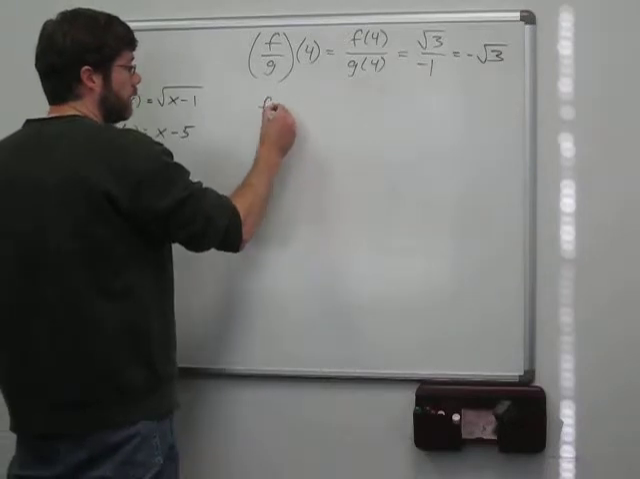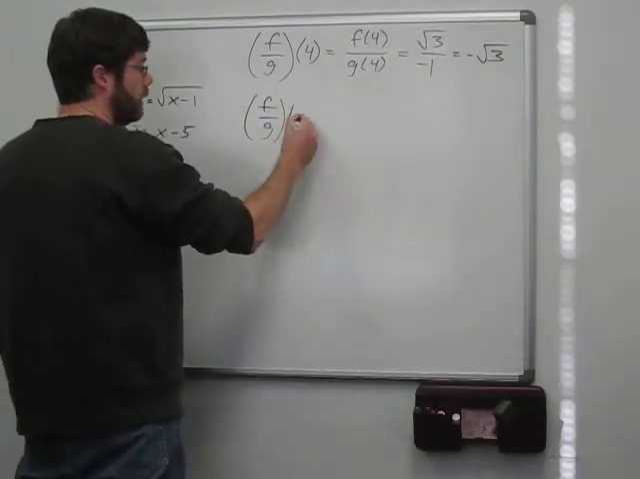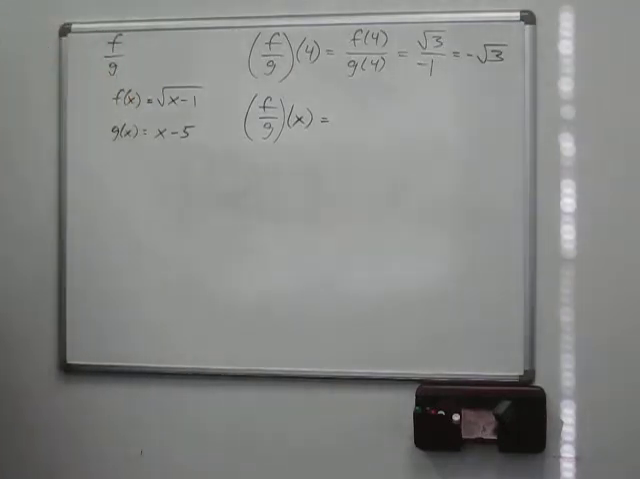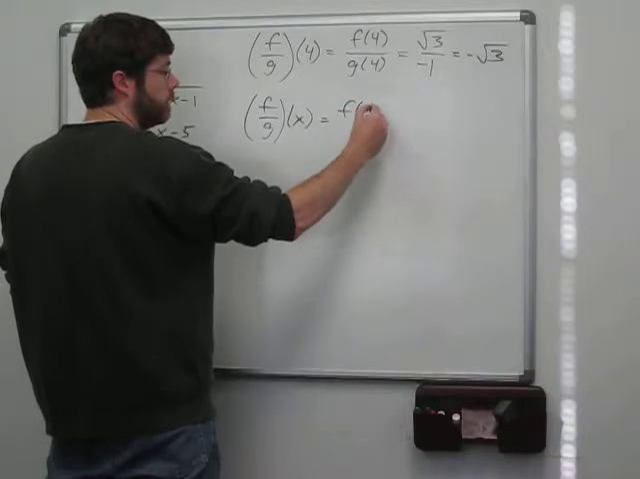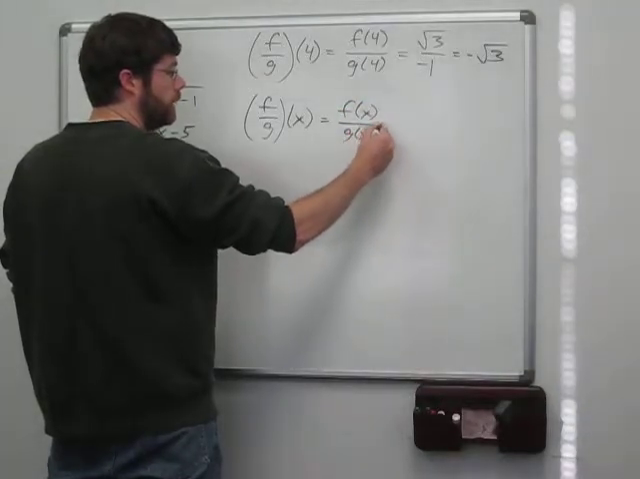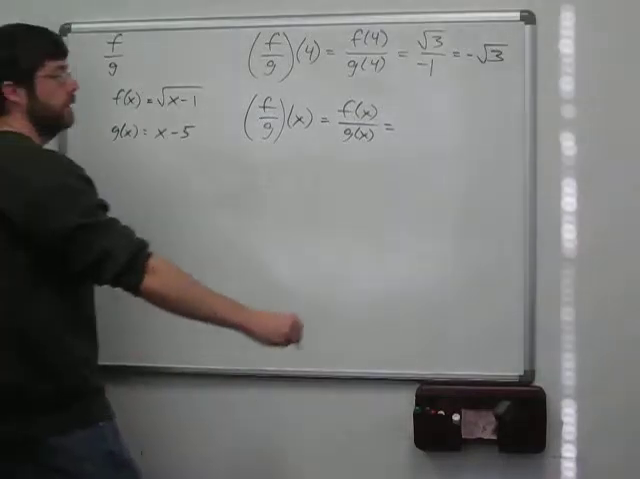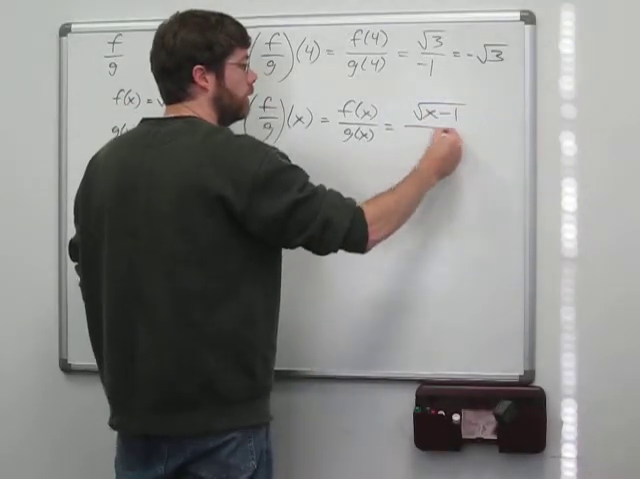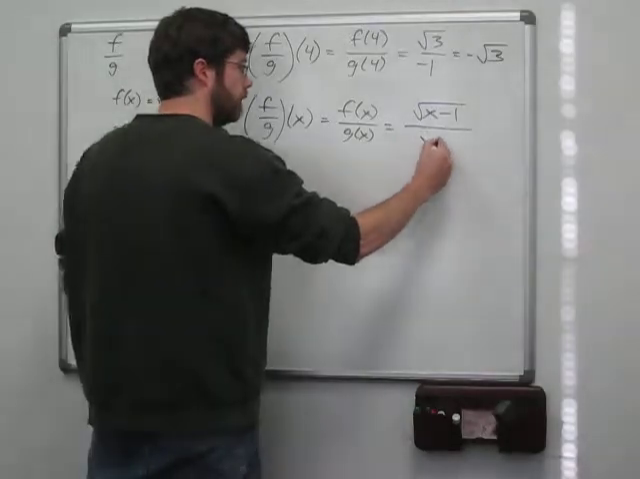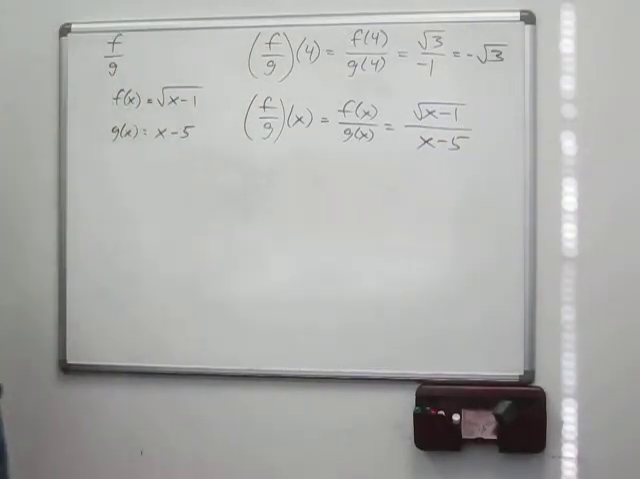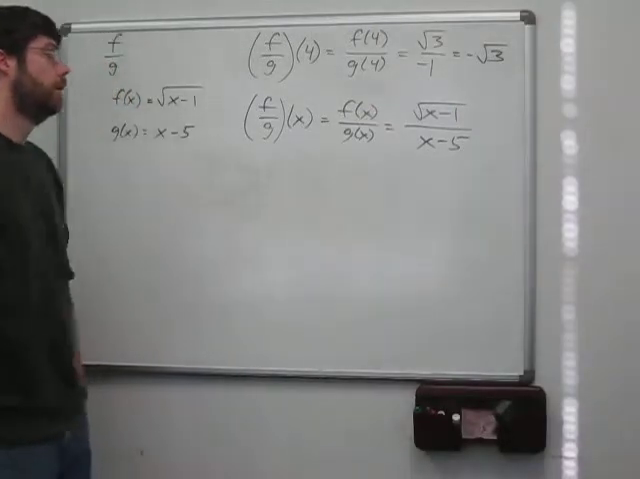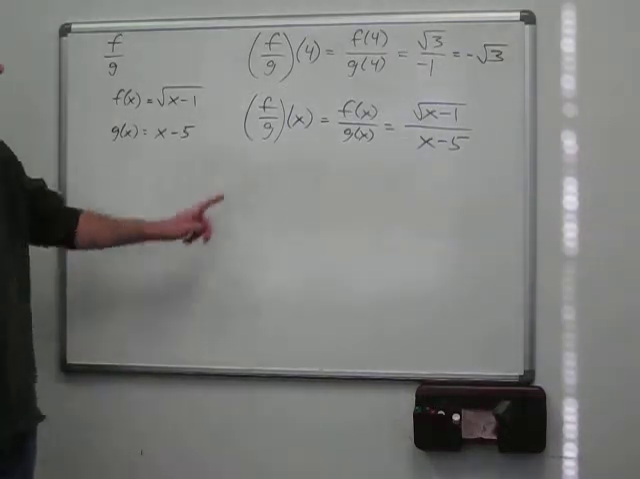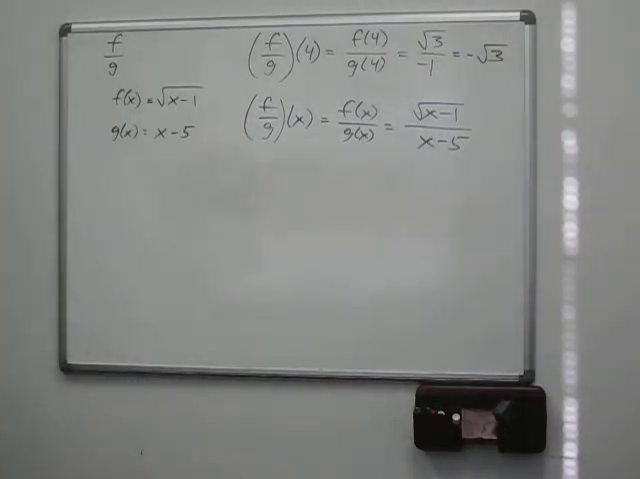Now that we've seen that basic idea, let's go ahead and find the general formula for f divided by g of x. By definition, we're going to take the formula for f and divide it by the formula for g. In this case, square root of x minus 1 divided by x minus 5. At this point, we would cancel common factors if we could. That option is not available here, so this is the simplified formula for f divided by g of x.